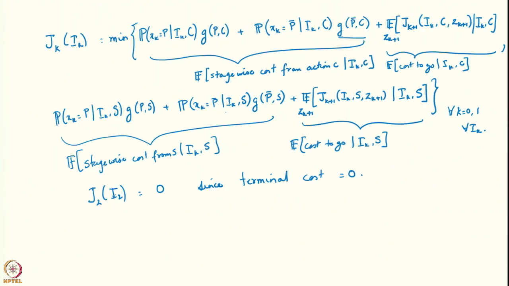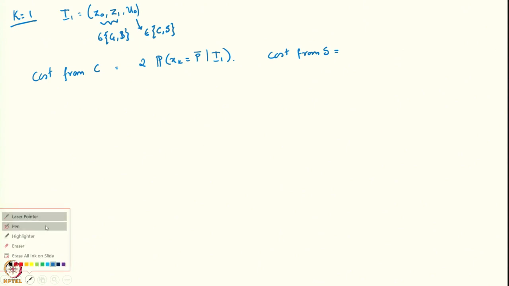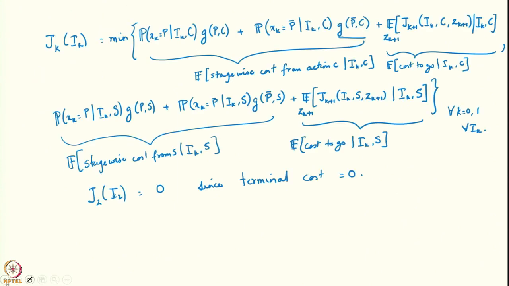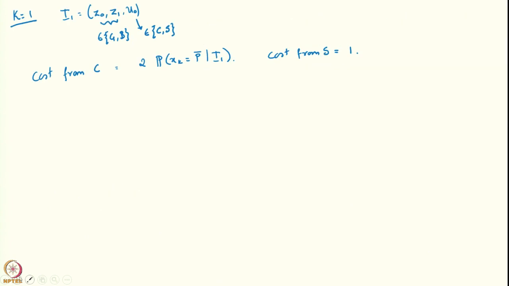So, as a result of that, this term here simplifies dramatically, because this g and this g are both 1. So, all you are doing is just adding up these two probabilities and they add up to 1. So, the cost of taking action S is just simply 1, because J2 is equal to 0. So, this term is 0, this term is 0. Therefore, what we are really comparing in the DP equation are these two costs. You are comparing this with this.